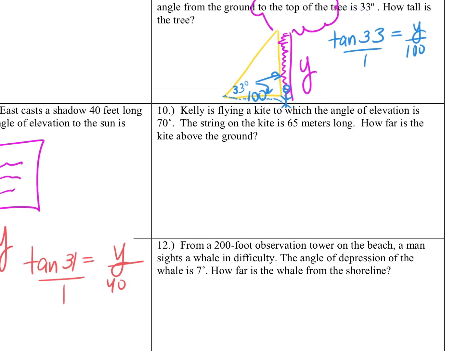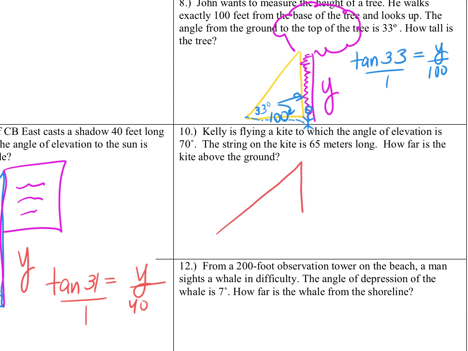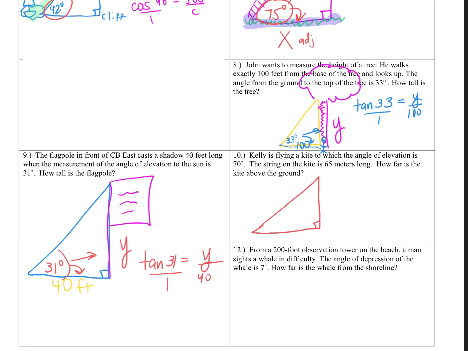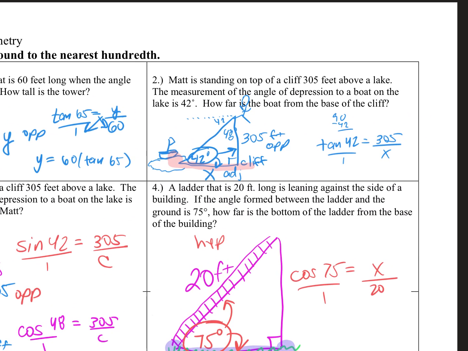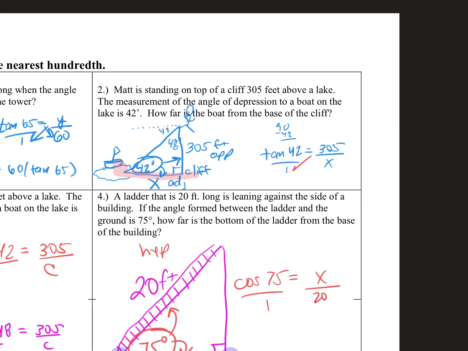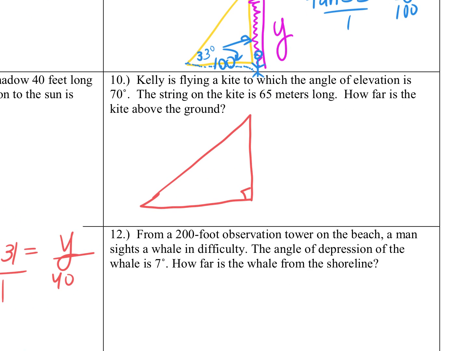All right, Kelly. Here's Kelly and her kite. Think about a kite, guys. Number 2? Okay, so you're going to cross multiply. So 305 equals x times the tangent of 42. And then you're going to divide both sides by tan 42, because that's an actual number. It's just a gross number. It's a decimal, so you're just going to divide by it. All right, let's go back down here to Kelly and her kite.